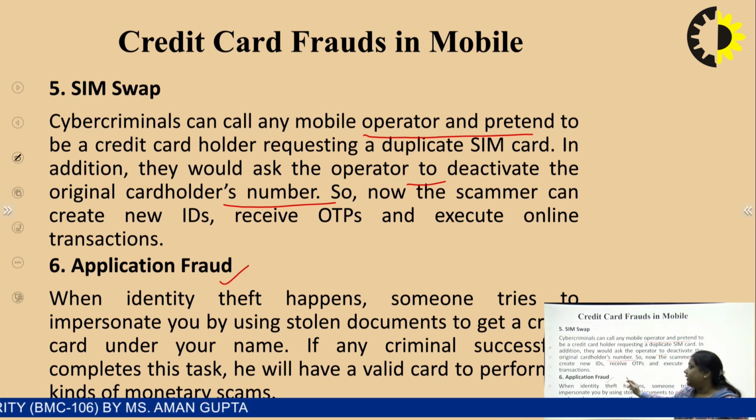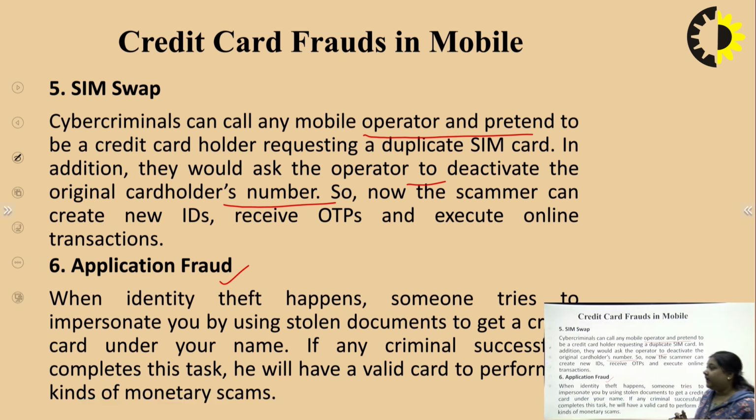Next one is application fraud. When identity theft happens, someone tries to impersonate you by using stolen documents to get a credit card under your name. By having your real Aadhaar card, PAN card, these types of original, stolen documents, they can apply for a credit card in your name with criminal intentions, and it can cause financial loss to you.